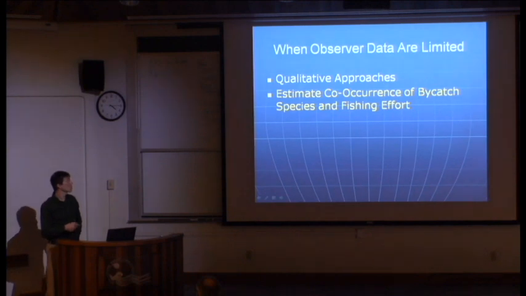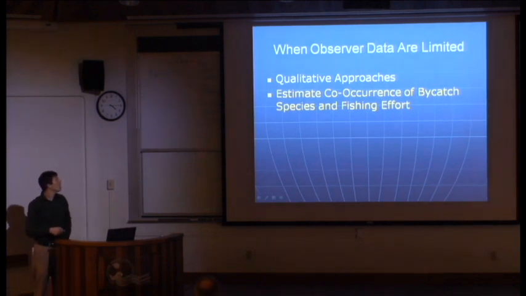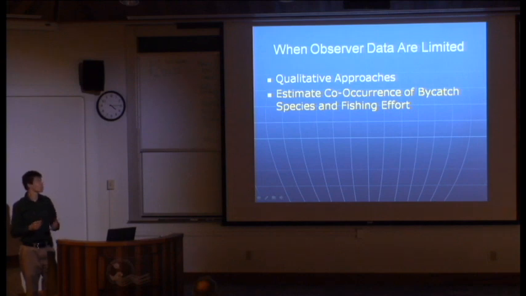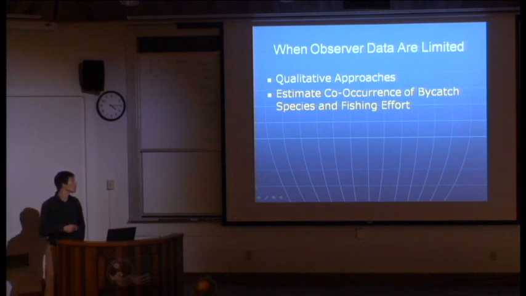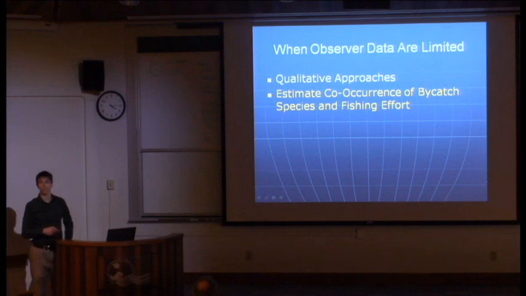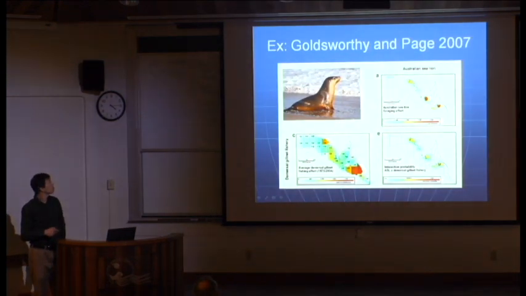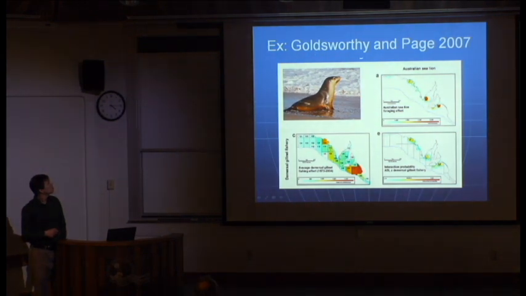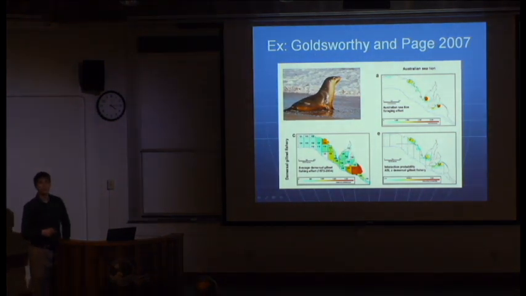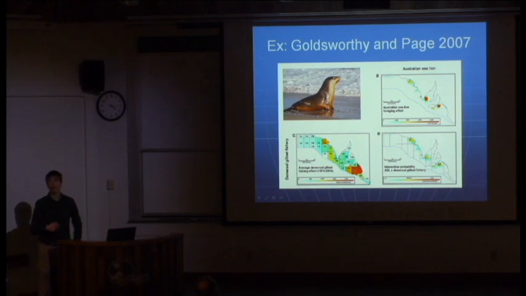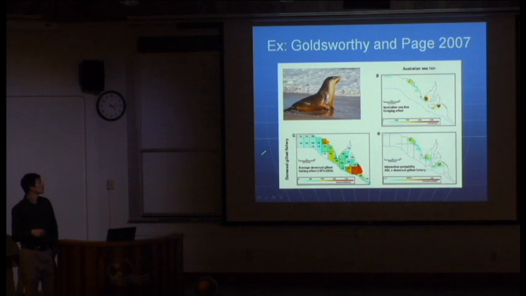So this is good, but it has certain disadvantages. Another approach to dealing with a lack of observer data is to estimate co-occurrence of bycatch species as well as the fishing effort. For an example of this, I draw on a paper by Goldsworthy and Page, published in 2007, looking at overlap between the foraging of Australian sea lions and the demersal gillnet fishery.